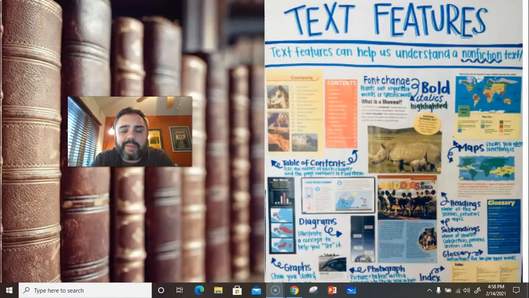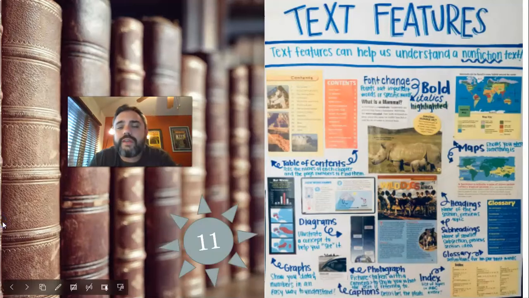Now, let's look at a pretty sweet anchor chart that kind of gives us an idea of just what text features are and all the different types of text features. Now, take a close look. How many do you see here? I'll give you 10 seconds. 9, 8, 7, 6, 5, 4, 3, 2, 1. Boom. If you said there are 11 text features, you're absolutely right.